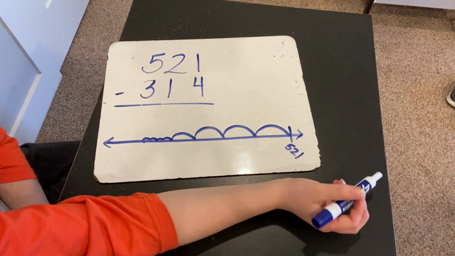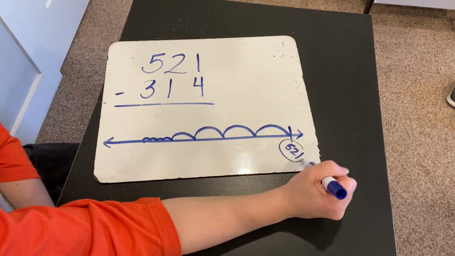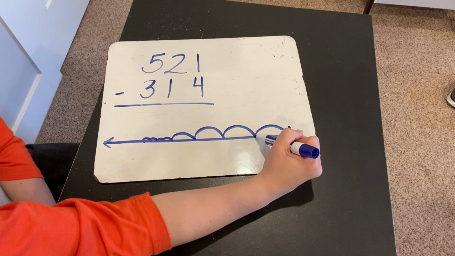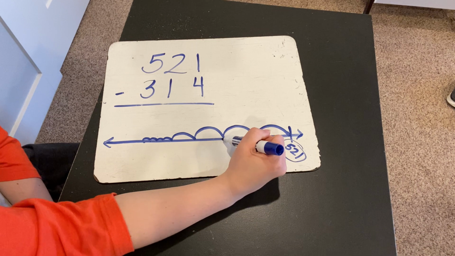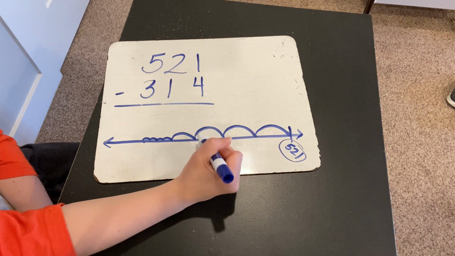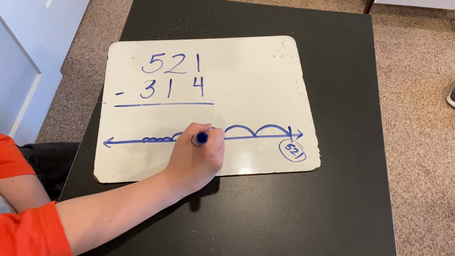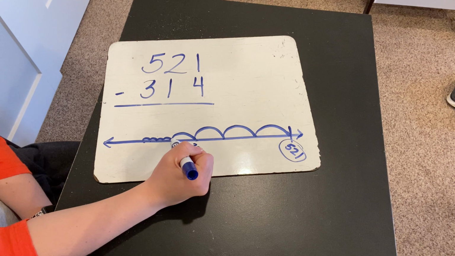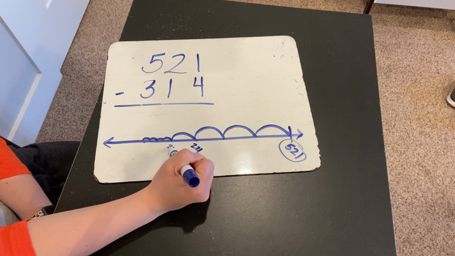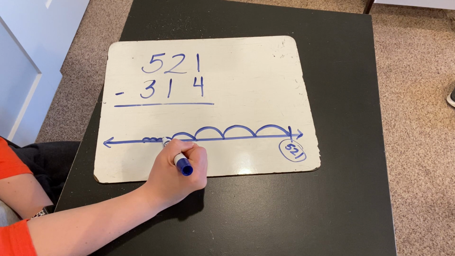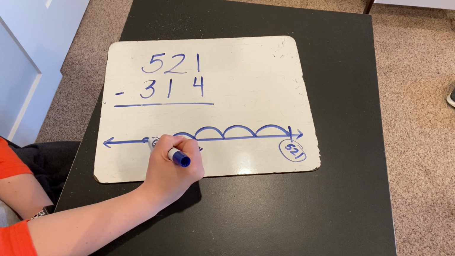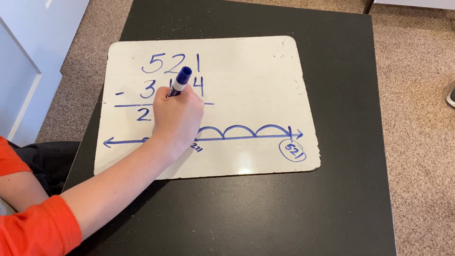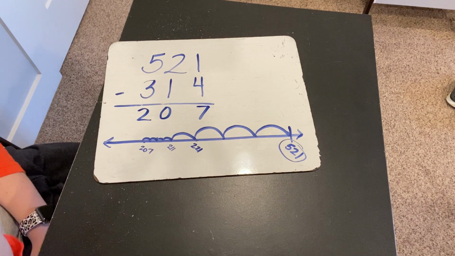All right, now all we have to do to get the answer is count backwards. So we're at 521. We've got to go backwards by hundreds. So 521, 421, 321, 221. Now go backwards 10. 211. Now backwards by ones. 210, 209, 208, 207. So 521 minus 314 is 207.